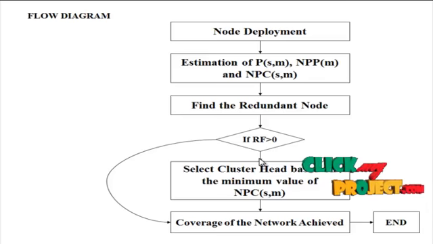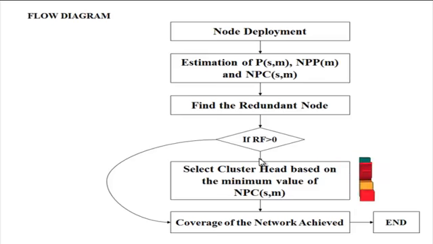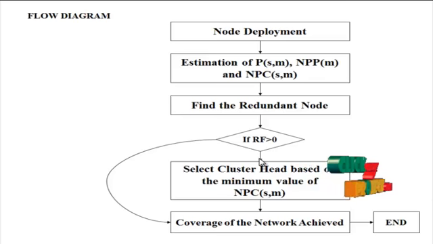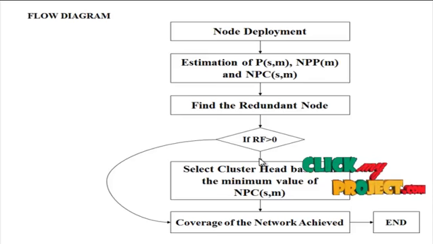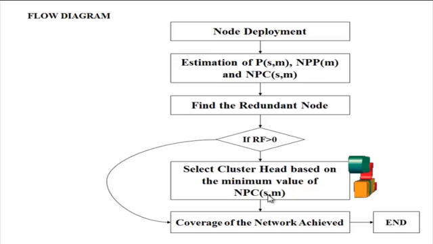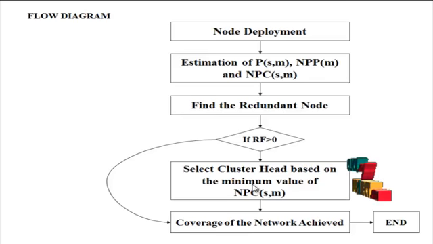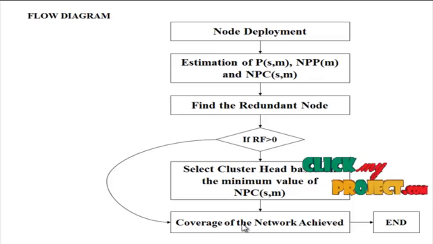In the stage of cluster head selection, sending and receiving messages are the highest energy consumption processes, and the relationship between the energy and the communication distance is defined in the formula using the distance formula. Here the equivalent distance is selected, and the cluster head is selected based on the minimum value of NPC, where if R is greater than 0, then the cluster head will be selected, or else the coverage of the network will be achieved. Once all cluster head selection has been completed, the coverage of the network will be achieved.